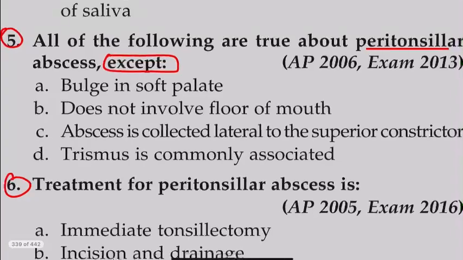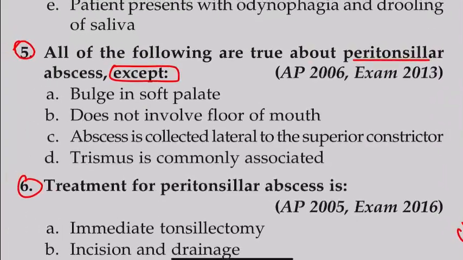Moving further, all of the following are true about peritonsillar abscess except, right? Bulging in soft palate, yes, it is seen, right? Soft palate is involved, swollen and congested, right? Okay, so it is the right answer. Now, does not involve floor of mouth. Yes, it does not involve the floor of mouth. Abscess collected lateral to superior constrictor? No, it is located medial, right? Peritonsillar abscess is medial to superior constrictor. So this is not the right statement, so this is the answer.